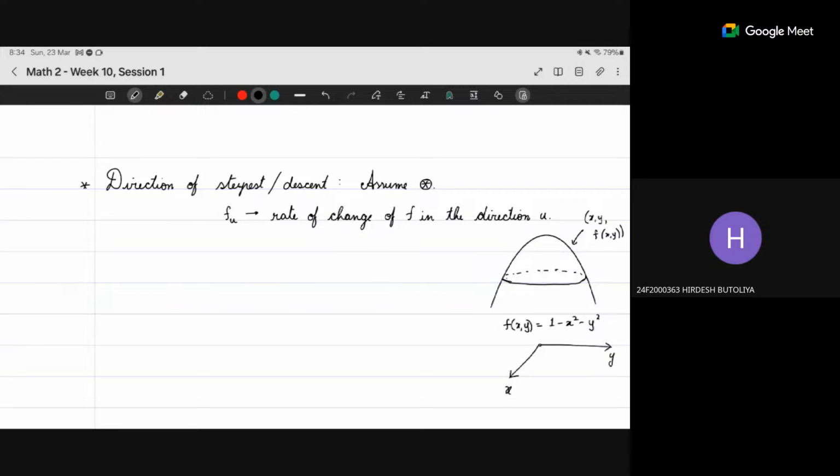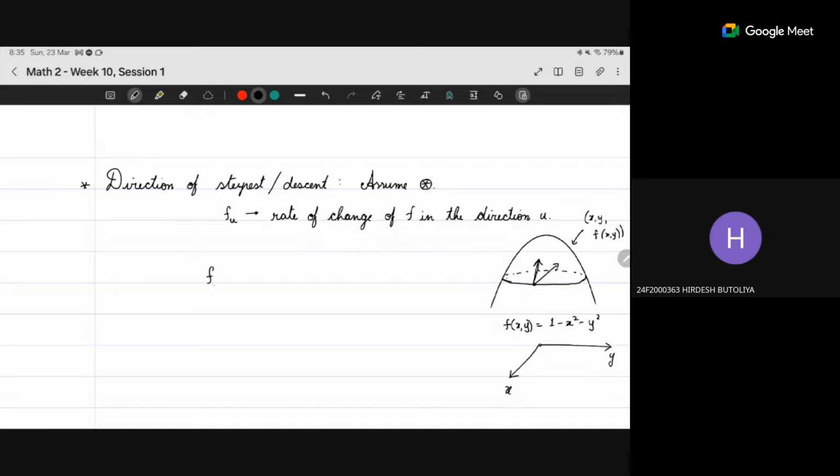Maybe we'll take this example particularly. But if I travel in this direction, f is increasing, right? The height is increasing. If I travel in this direction also, the height is increasing, but not as fast as if I travel along this direction. So at a given point, if you take different directions, the rate of change of f is different. Now I want to see what direction I have to take for my function to rise fastest or come down fastest. So the objective is to control f_u.